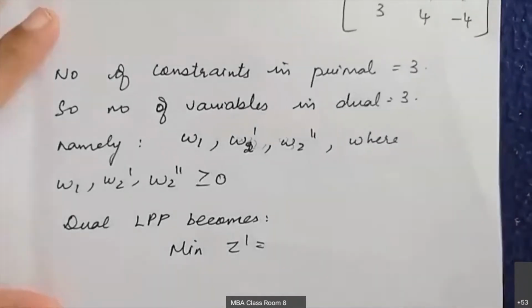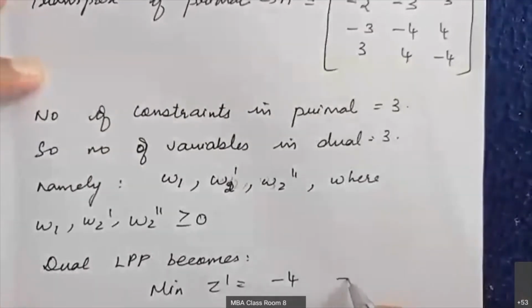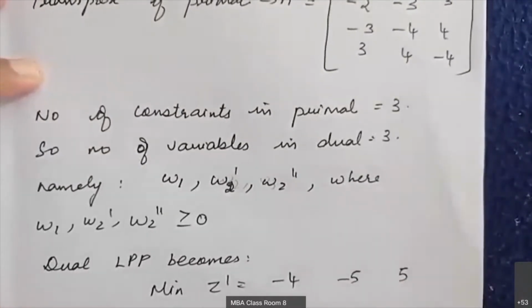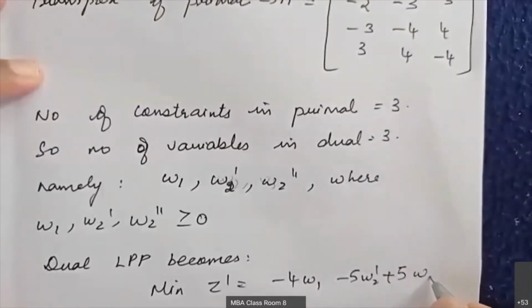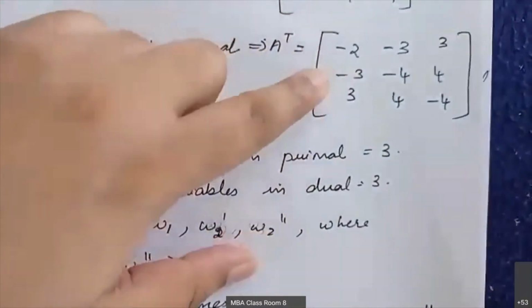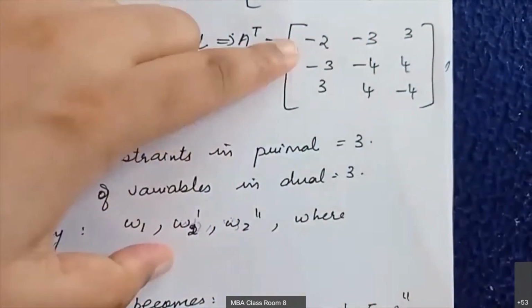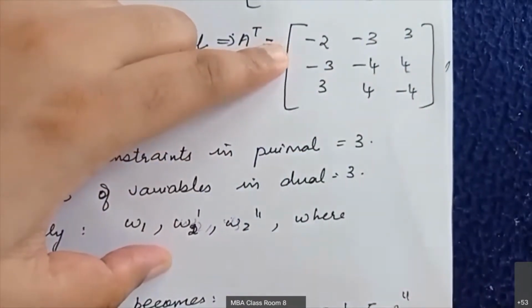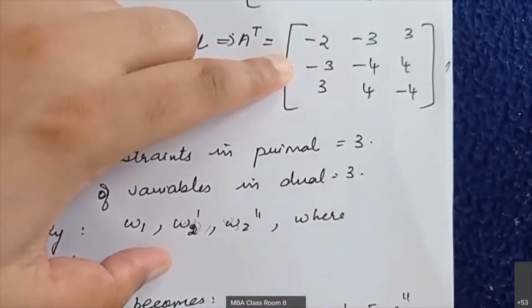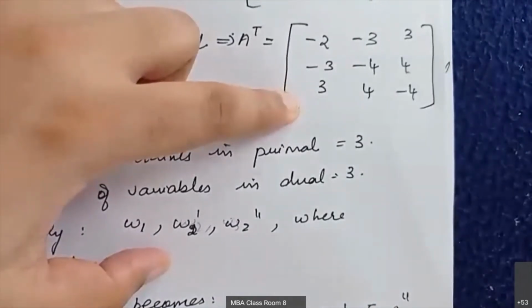So here I have -4, -5, and 5. What are the variables? W1, W2 dash, and W2 double dash. Okay, so clear. Now subject to, what are the constraints? Here we have formed the transpose matrix, no? So these are going to be the coefficients in the dual. Just take it down: -2, -3, 3. Then -3, -4, 4, and 3, 4, and -4.